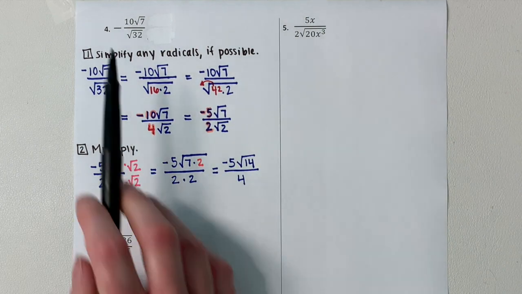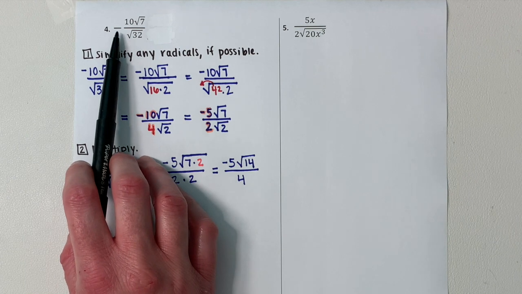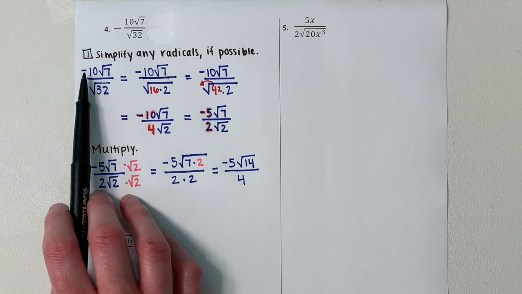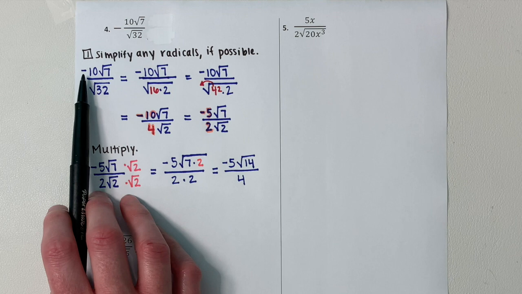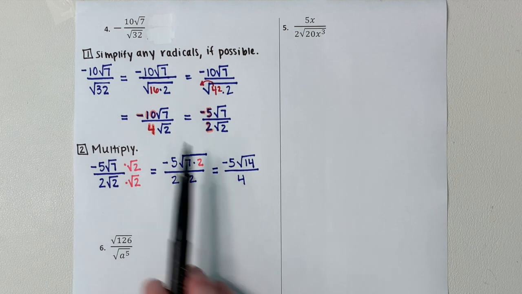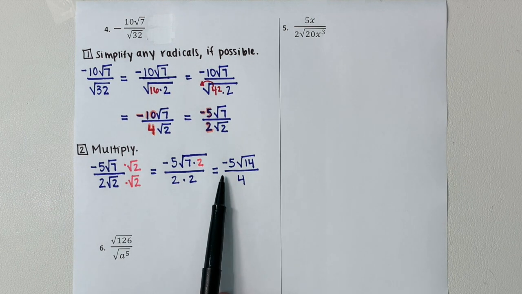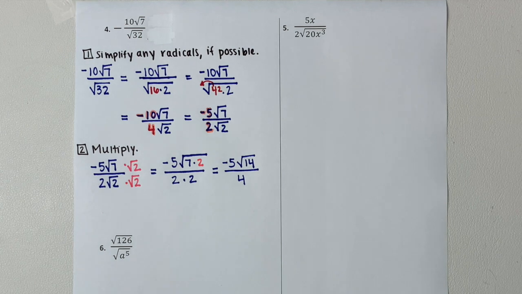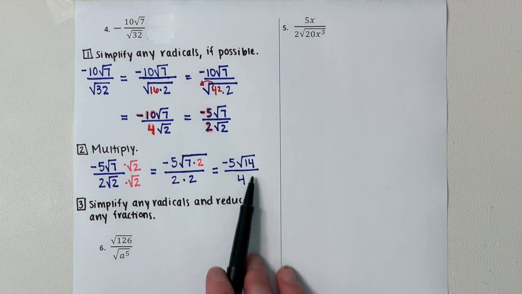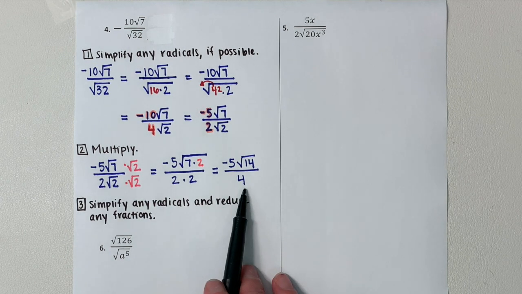And I just noticed that this negative in the original problem was written out front, and I moved it to the numerator. You could have left it out front if you wanted to. And for your final answer, you can put the negative in the numerator or out front. Either way is correct.